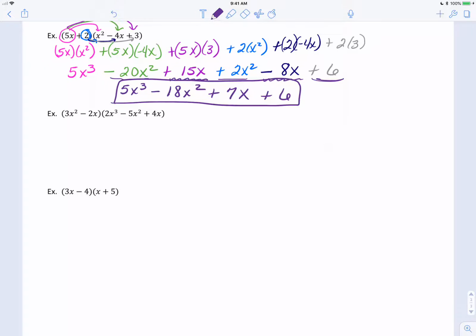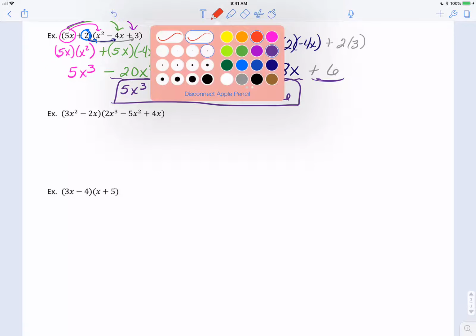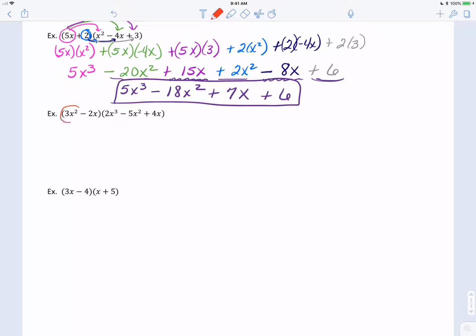Okay, so this, you're going to have to pay attention to detail here. Just watching, making sure you're multiplying everything. Being very careful about multiplying numbers, adding exponents. Okay, so that one is 6x to the 5th power.